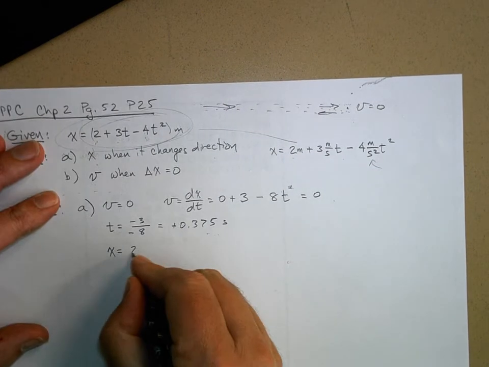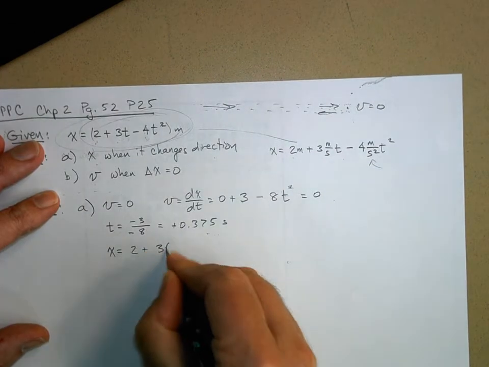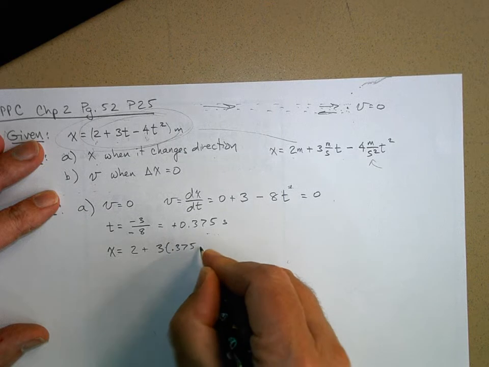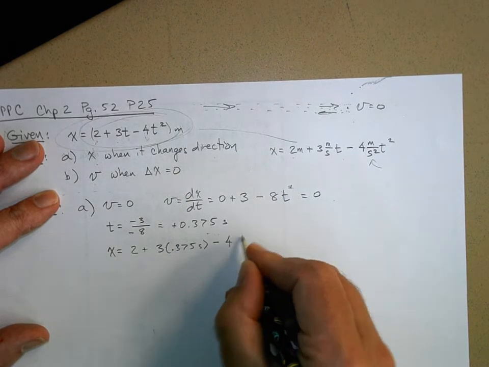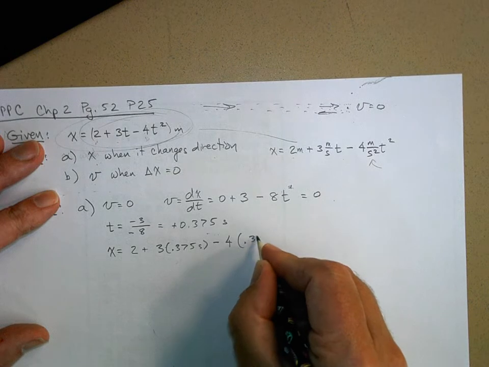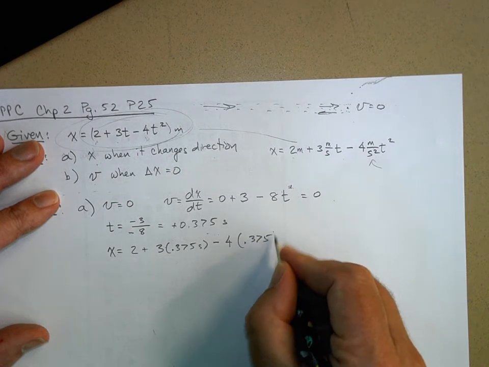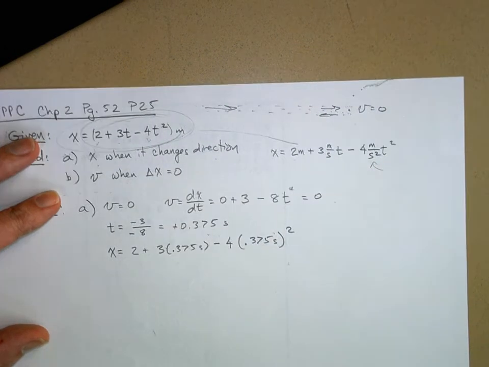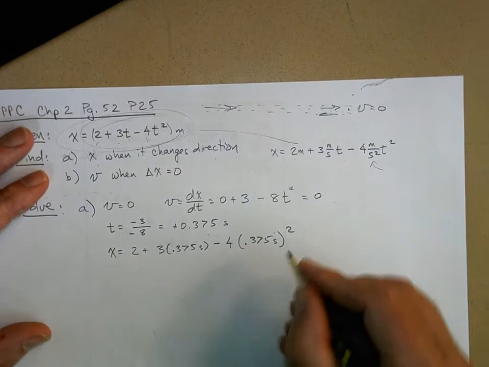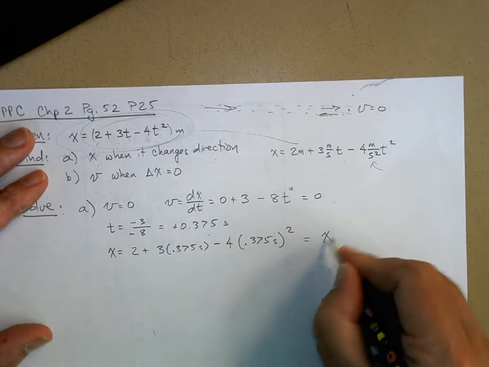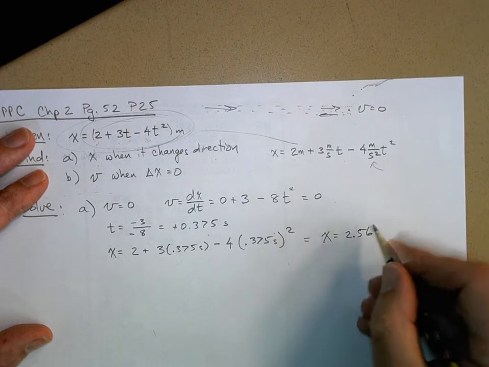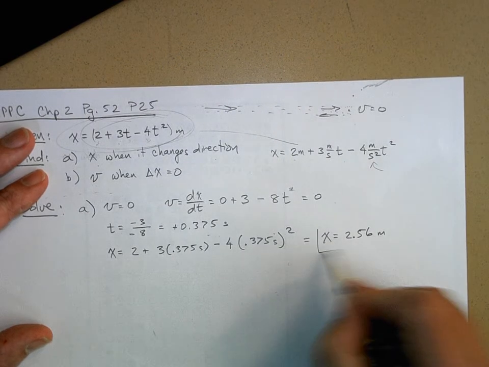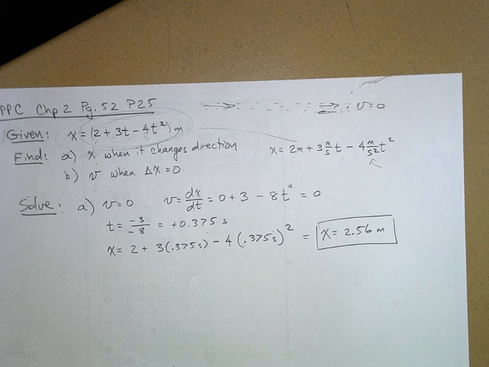So this is going to be 2 plus 3 times 0.375 seconds minus 4 times 0.375 seconds squared. And when you do the arithmetic for this, you get your answer. X equals 2.56 meters.